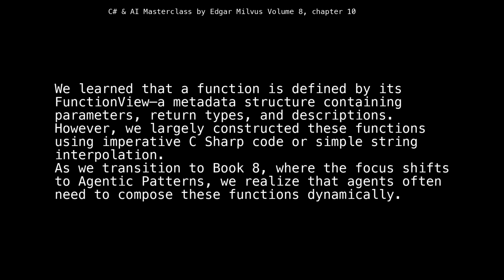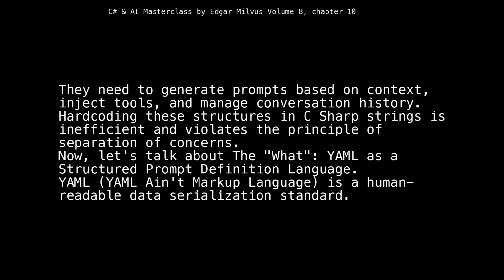As we transition to Book 8, where the focus shifts to agentic patterns, we realize that agents often need to compose these functions dynamically. They need to generate prompts based on context, inject tools, and manage conversation history. Hard-coding these structures in C# strings is inefficient and violates the principle of separation of concerns.